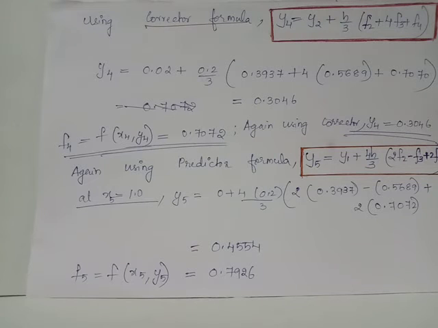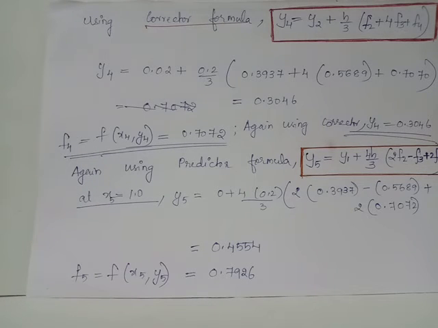Now let us predict the value of y5. We have this formula to find y5. Giving particular values of y1, h, f2, f3 and f4 in this formula, we will get y5 equals 0.4554, and this value of y5 corresponds to the value x5 equals 1.0. We had x4 equals 0.8 and x5 is 0.2 distance from x4, following the step size h equals 0.2. That's how we have obtained x5 equals 1.0.